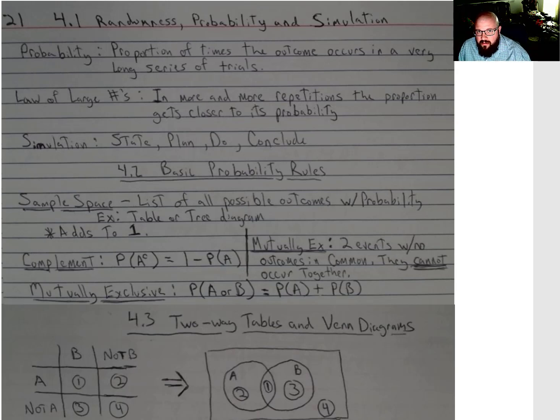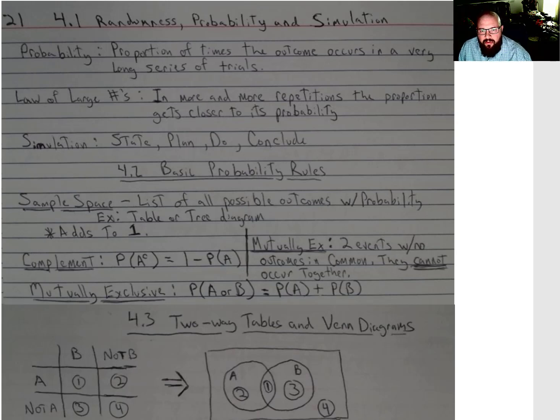Now, the second thing we're going to talk about today that comes into play is the law of large numbers, to where in more and more repetitions, the proportion gets closer to its probability. So if you're saying there's a 50% chance that something's going to occur, the more and more repetitions you do from the samples, of actual surveys of population, the closer it will get to that actual probability of 50%, if that's what it's supposed to be. But we'll go into that more as well.